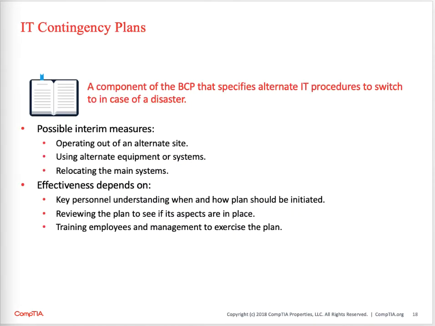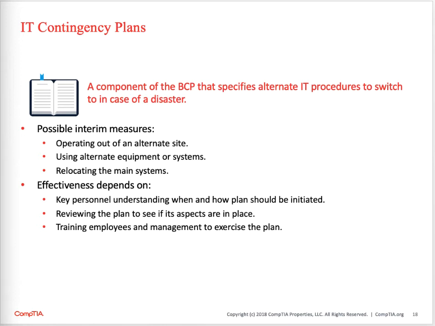IT contingency plans are going to be a component of the BCP, and it's going to specify alternate IT procedures that we can switch over to when we are faced with an attack or a disruption of service leading to a disaster for our organization, right? So we're going to have possible interim measures. These could be operating out of an alternate site. It could be using alternate equipment or systems. It could be relocating main systems.